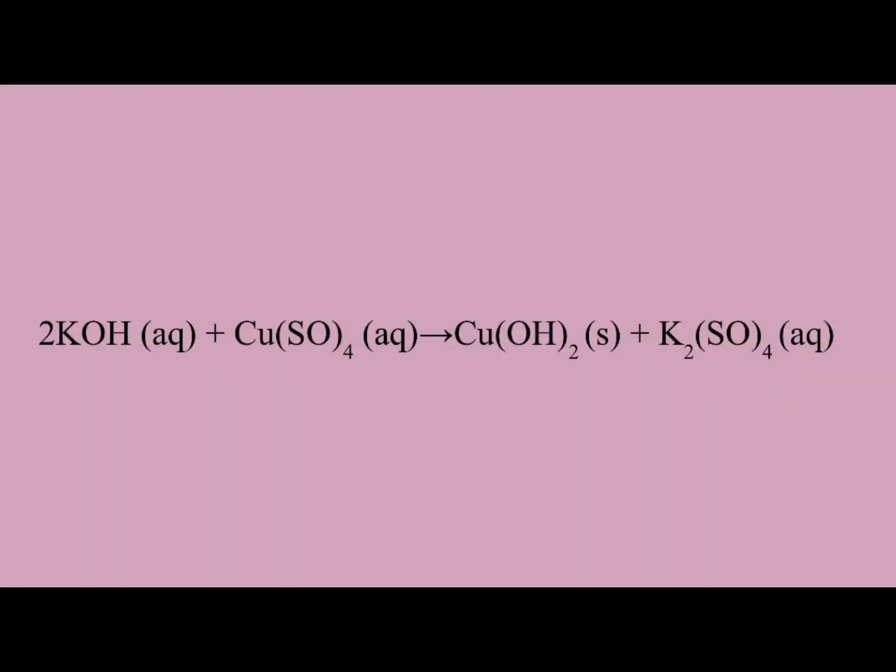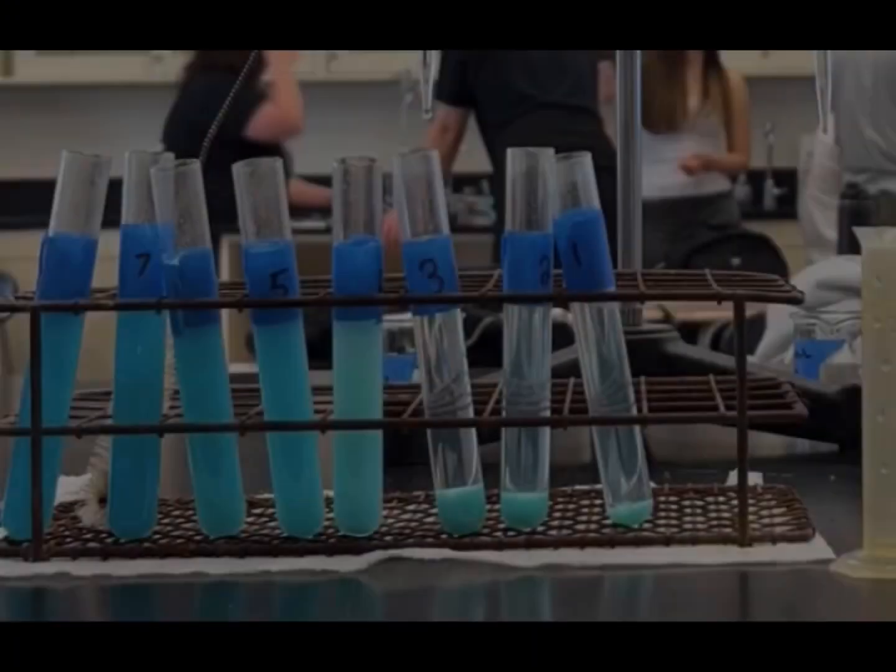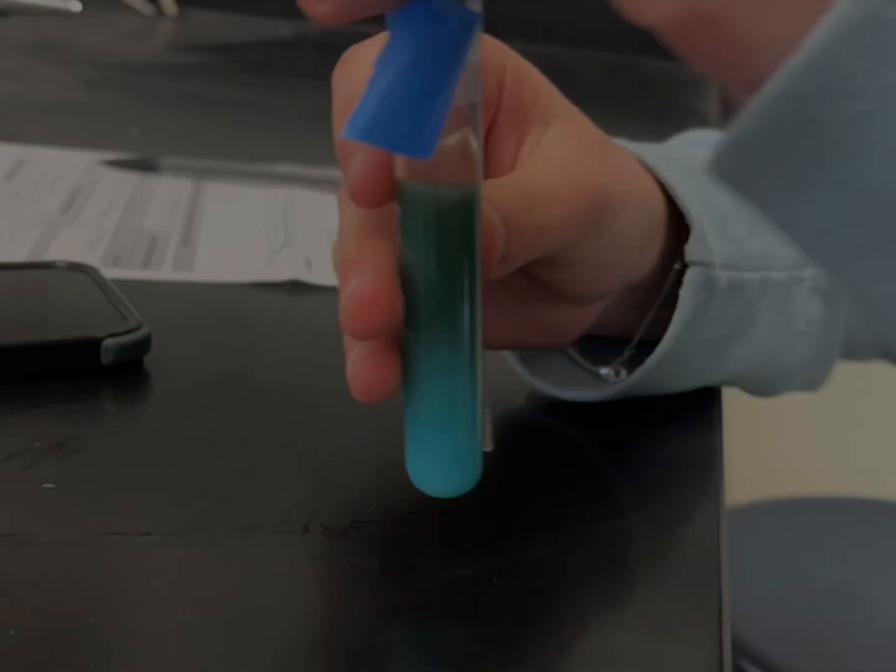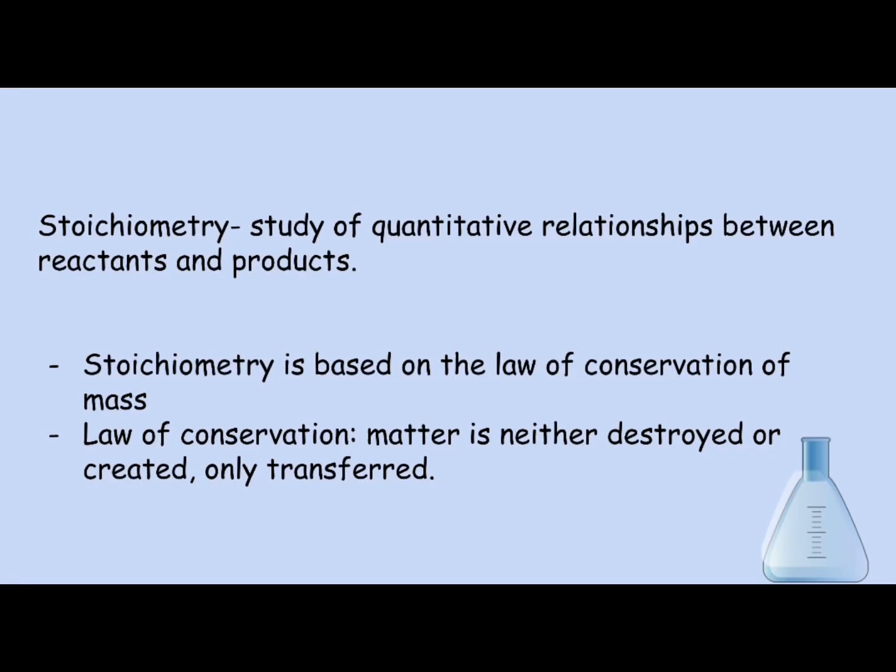We utilized concepts like stoichiometry and the law of conservation of mass to determine the limiting reactant at different stages of the lab. Stoichiometry is the study of quantitative relationships between reactants and products and is based on the law of conservation of mass. The law of conservation states that matter is neither destroyed nor created, only transferred.